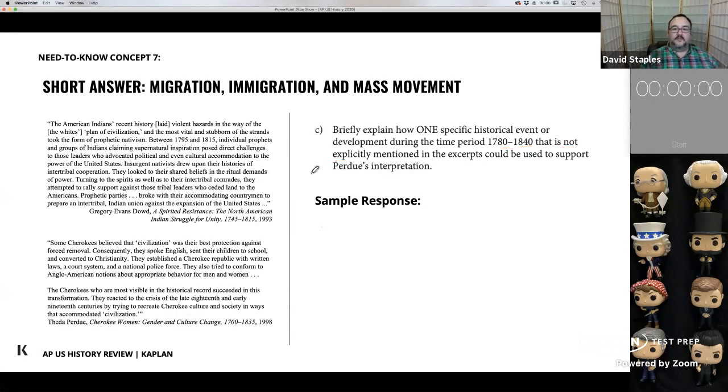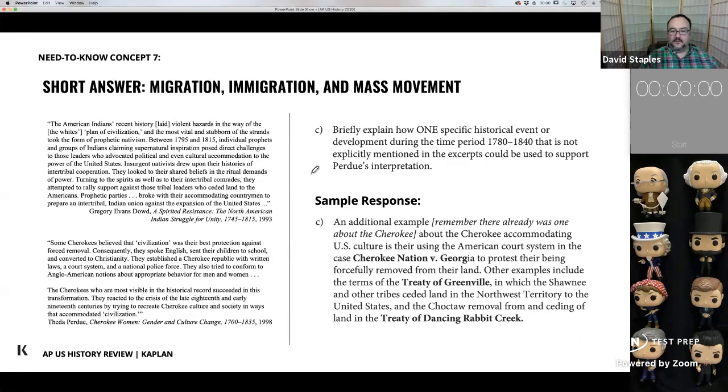So for C, and we're right up against time, but I'm going to show you what we were talking about. Like we just mentioned, Cherokee versus Georgia, Treaty of Greenville, Treaty of Dancing Rabbit Creek. I'd love to go to Dancing Rabbit Creek. That's just a cool sounding name. But Cherokee versus Georgia was going to be the biggest one, where they are using the court system. They are working within the system. They're not fighting the system. That's the big thing about that one, and why that would work with what Purdue is saying, where they became a part of things.